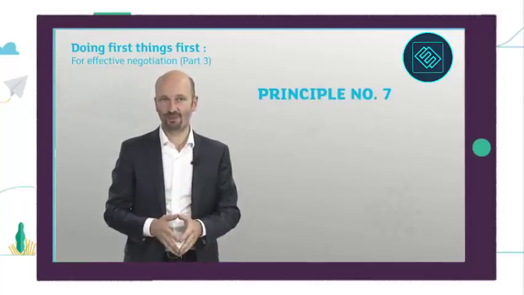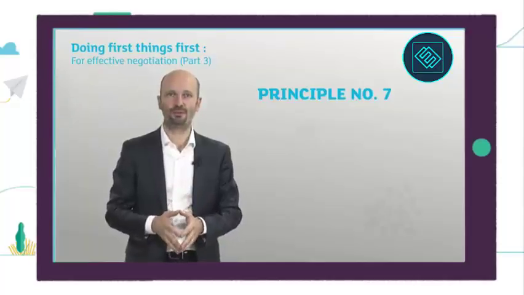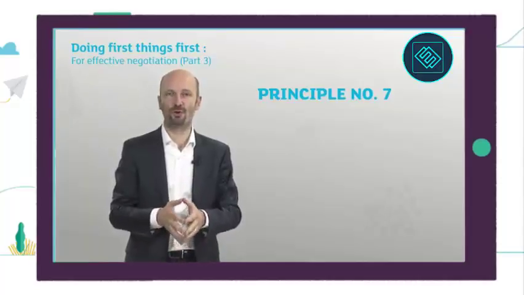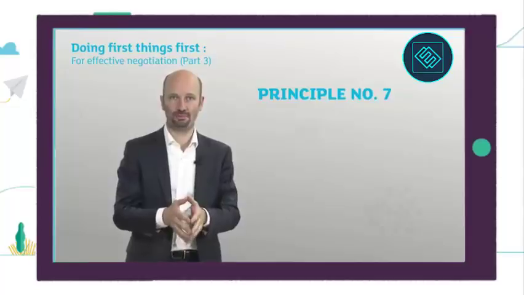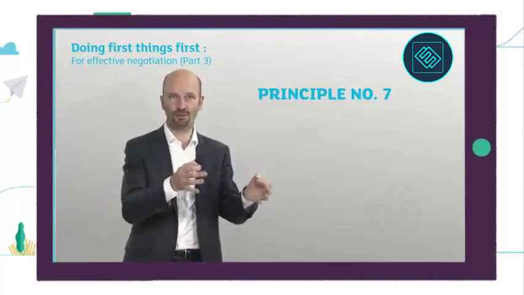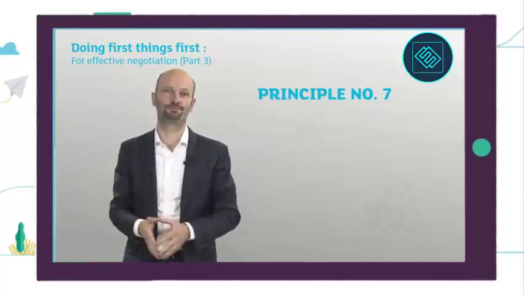Principle number 7 is the following. In a negotiation, dealing with a problem, most negotiators will look for a solution. That's pretty obvious, isn't it? Problem? Okay, let's look for a solution.